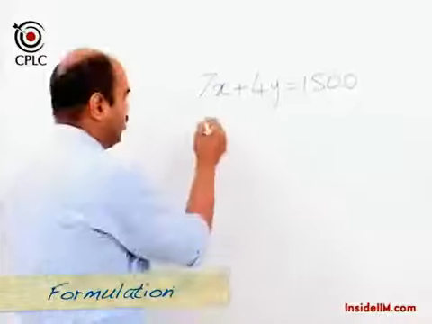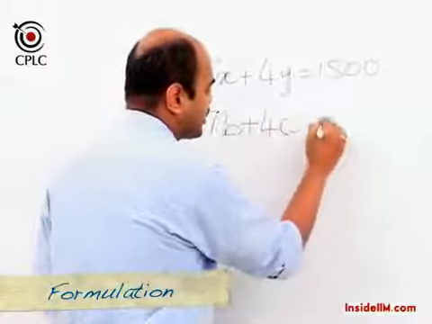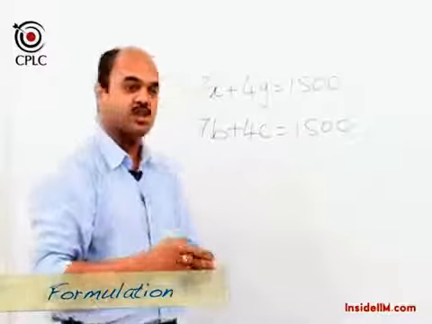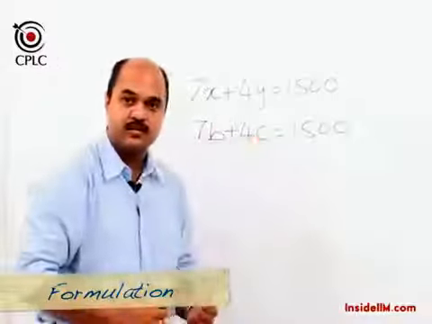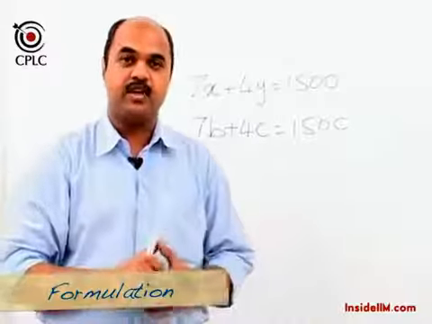But here what I want you to understand is that why do we necessarily need to start with x and y? Why can't we write the equation as 7b plus 4c is equal to 1500? Why B and C? Because I am buying books and CDs. A lot of you would wonder, what's the big deal? Why are we making a big issue out of it?